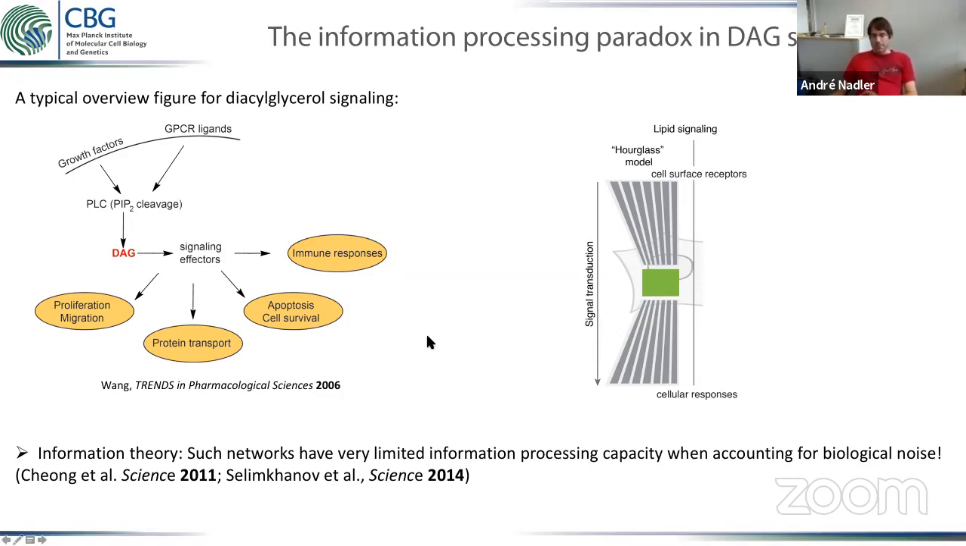And in a number of studies, people have repeatedly pointed out that the bit depth, like the number of different messages that you can send through such a network, is essentially 1. No? So we know this cannot be true. So there has to be something that allows these networks to have better information processing capacity. Well, simply because we know phenomenologically that signaling works. So the cell knows what it does, but it also means that our understanding of the signaling network is limited.